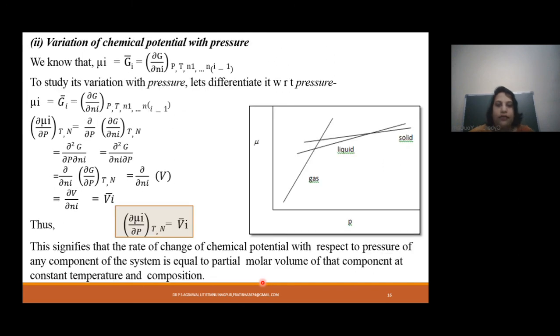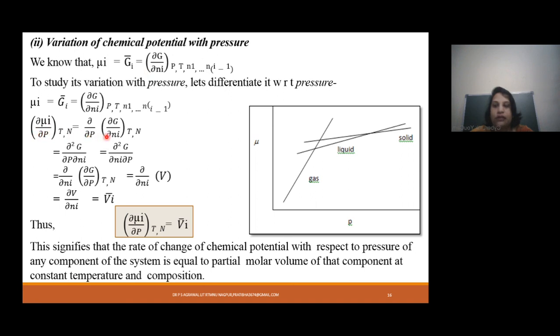Now we will see the variation of chemical potential with pressure. Again, this is chemical potential, that means partial molar free energy, that means change in free energy with respect to one constituent at all other parameters constant. When we have to see its variation with pressure, naturally we have to see del mu by del P. That means we have to differentiate this term with respect to pressure.